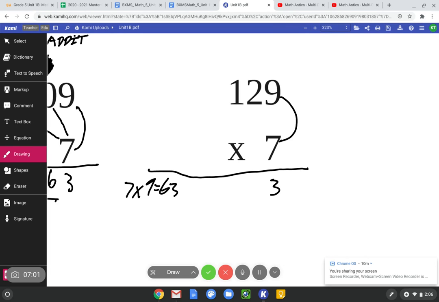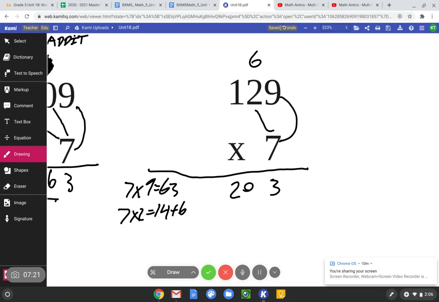And remember, the 6 would be in the way for the tens digit. So we're going to put it in the added. 7 times 2 equals 14. But I still have the 6 from the added. So that's going to be 20.